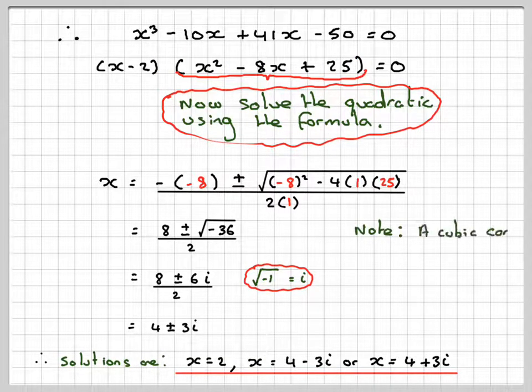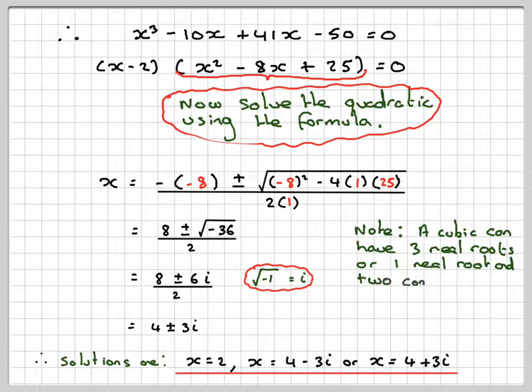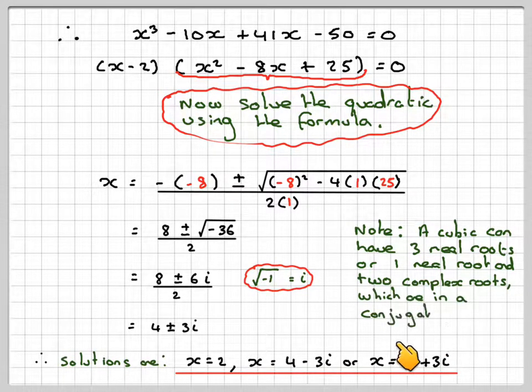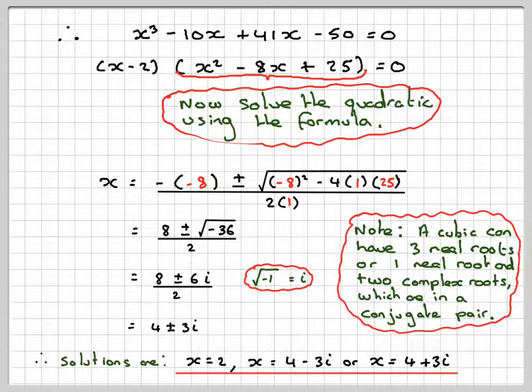So, note, a cubic can have 3 real roots, which you probably did before, or it could have 1 real root and 2 complex roots, which are in a conjugate pair. Okay, so this has been a video to show you how to solve a cubic equation over what's known as the complex plane, i.e. finding all possible solutions. I hope you've understood, and I thank you very much for watching.